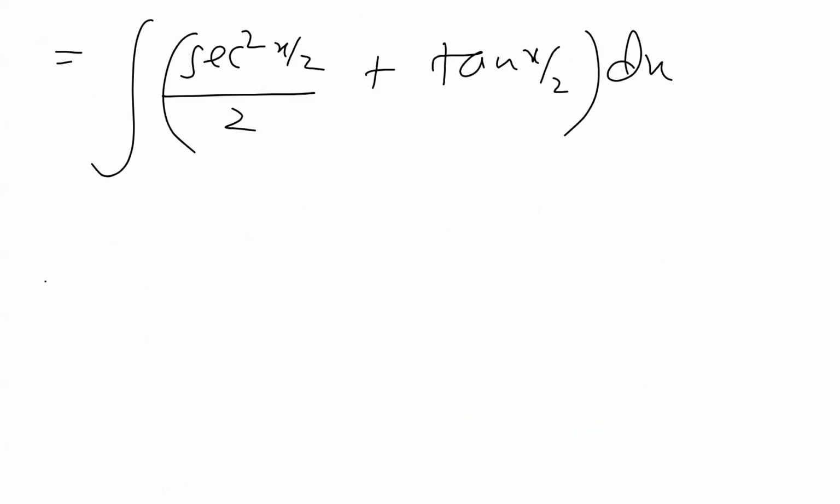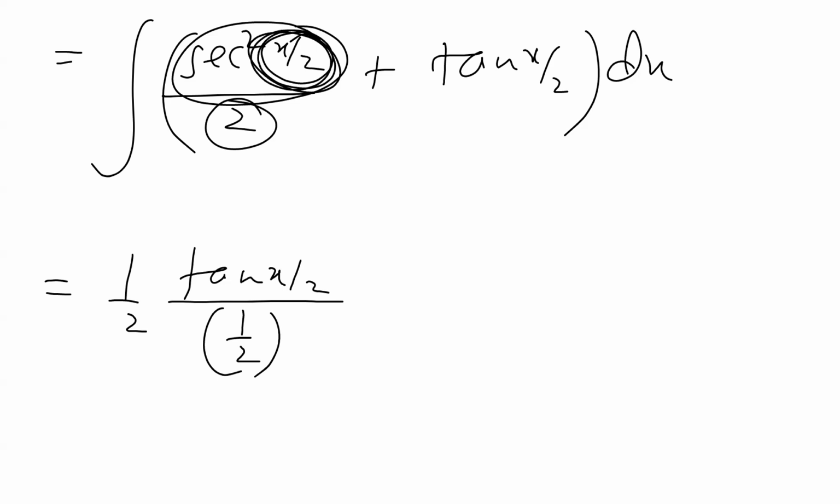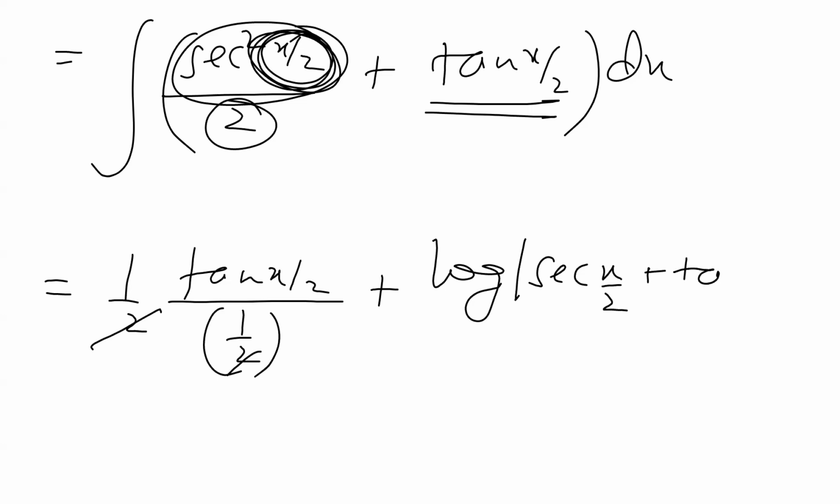Okay, now individual integration. So this 2 will go outside the integration. Integration of sec square x by 2 is tan x by 2 upon d by dx of x by 2. So d by dx of x by 2 is half. This is treated as x, and x by 2 is a LAT, linear algebraic term, so the derivative part will come in the denominator. This 2 and this 2 get cancelled. Integration of tan x by 2 is log mod sec x by 2 plus c. Okay.